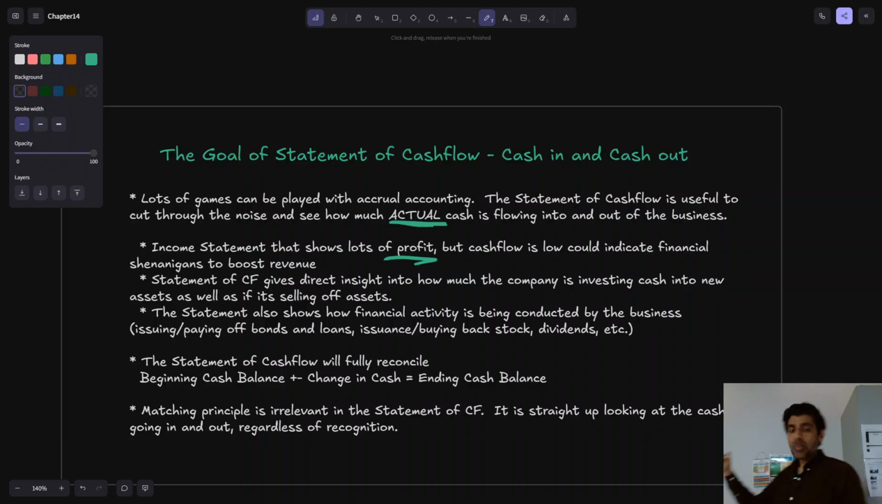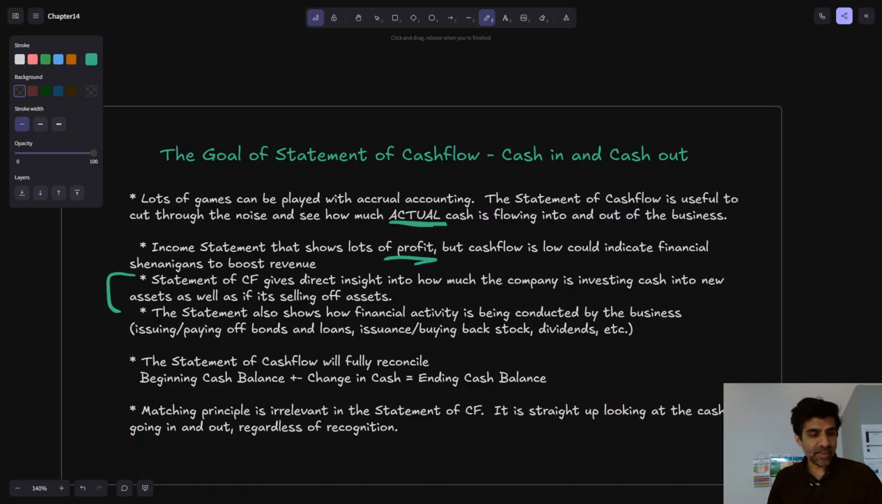Okay, so the statement of cash flow is going to show a lot of this stuff. It also gives direct insight into how much the company is investing in its growth, because the investing section breaks out exactly how much the company is buying in new long-term assets for its growth versus what it's selling and getting rid of. So you can see how much it's investing in its growth. That investing section is also very useful.